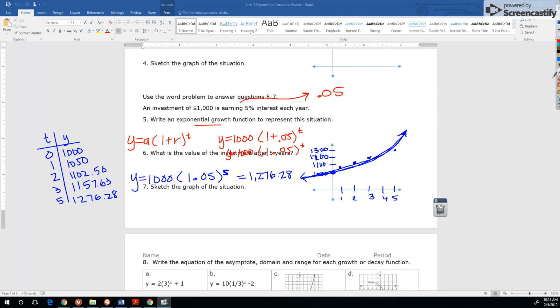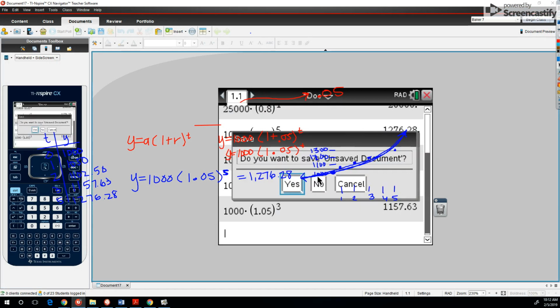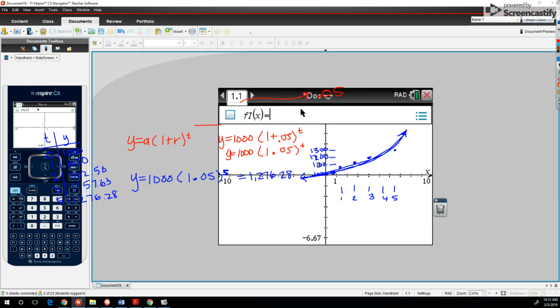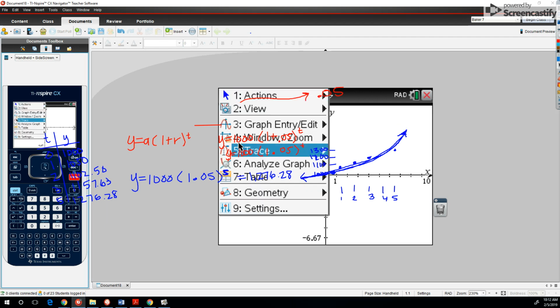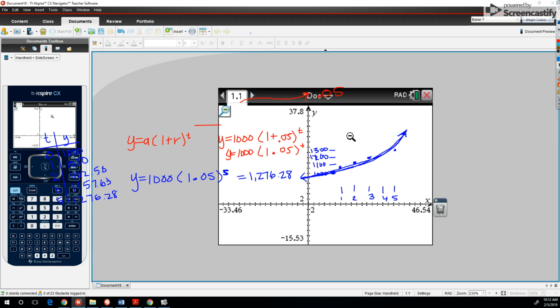So since my drawing is so awful, let's look at what this looks like in the calculator. That might be a little bit better of a representation. So I have 1,000 times 1.05. I've got to do the x power on this, not t, just because it says f of x. Got to match that variable. Of course, I'm not going to see anything because these numbers are a lot bigger. So I'm going to zoom out a little bit.